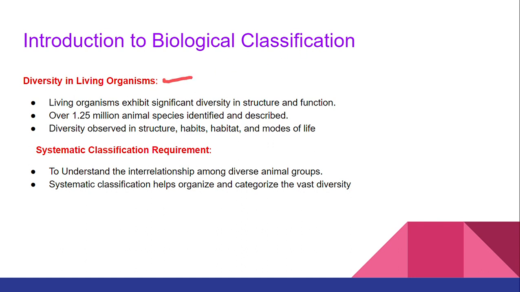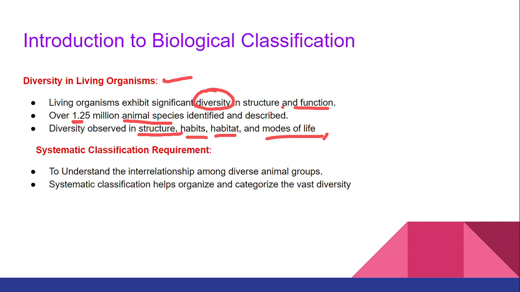We see lots of diversity. That means 7 million species we have found, right? Out of those 7 million species, overall, 1.25 million are animal species. These living organisms show lots of variety in what? In their structure as well as in their function. Now, diversity we are going to see in their structure, habits, habitat, mode of life, nutrition, reproduction. In all these things, there are going to be variations.